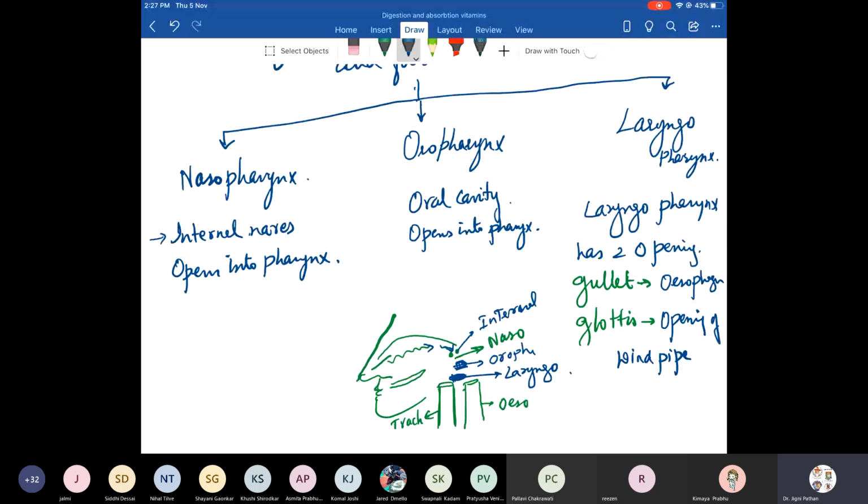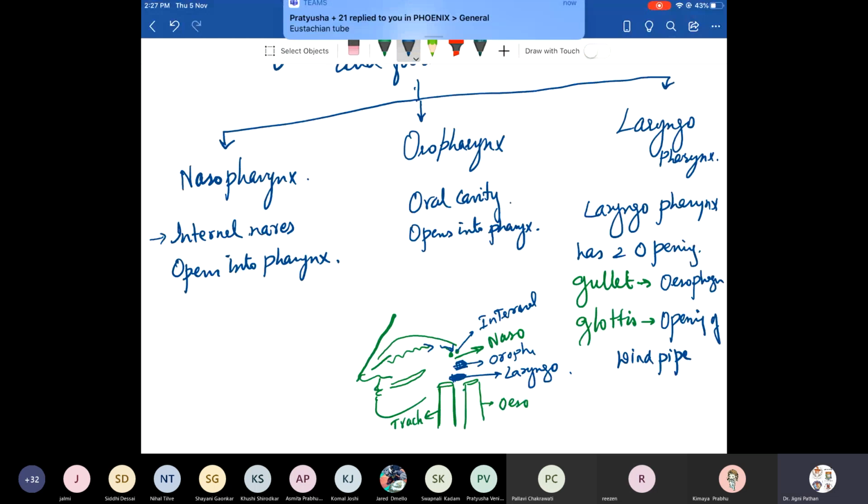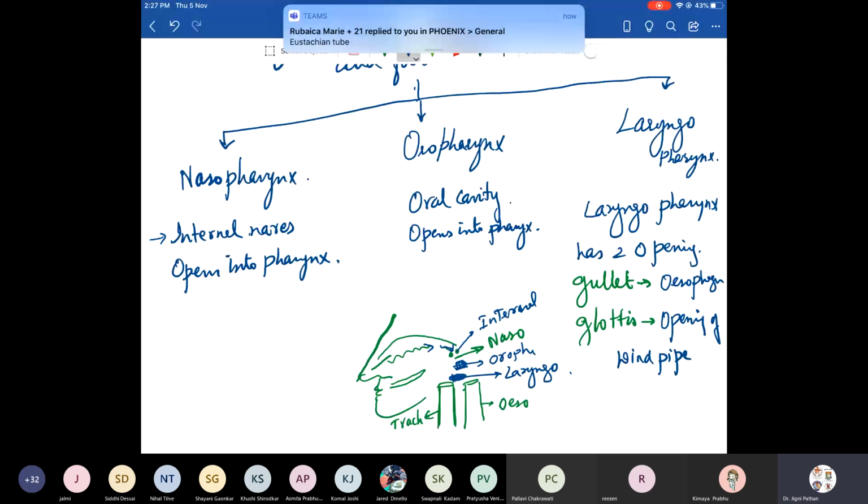And do you know where that is? You have heard there is a connection between the mouth and the ear. What connects the mouth and the ear? Very good, the Eustachian tube. This Eustachian tube opens into the nasopharynx region.